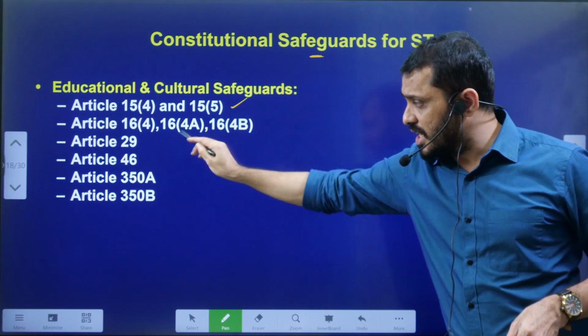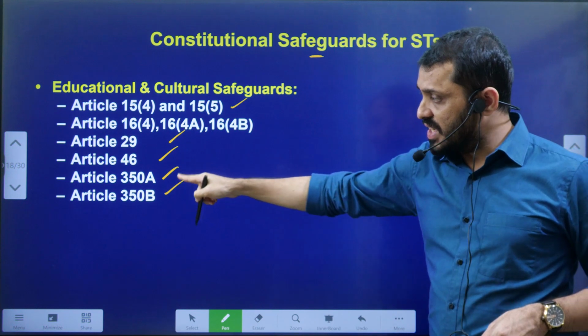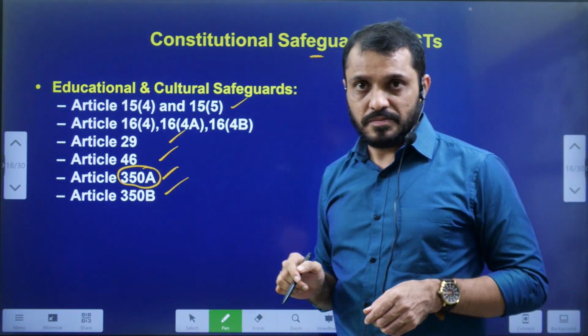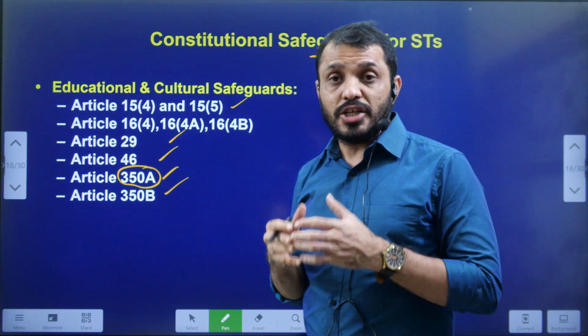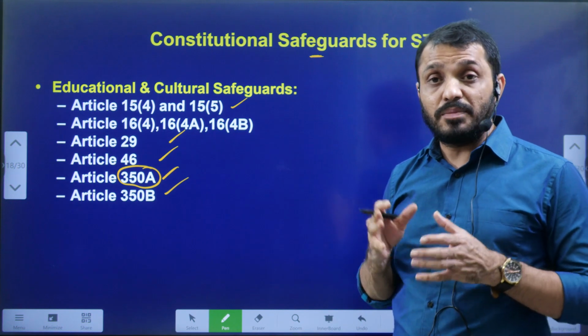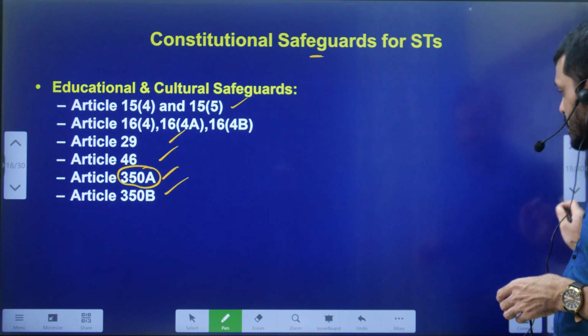Educational ones, I already told you all these are the educational safeguards. Here Article 350A talks about the cultural rights of the tribes. That means the elementary education should be taught in their mother tongue language. Article 350B says about the special officer for the linguistic minorities.